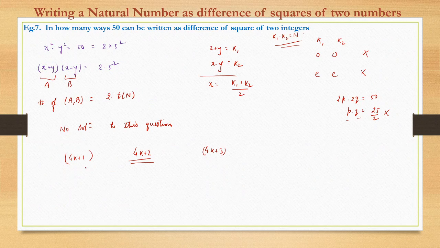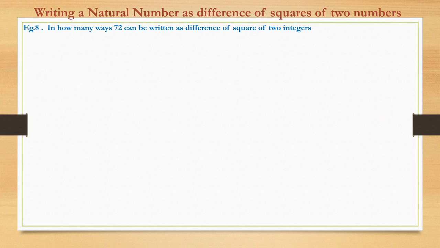So here 4k plus 1 and 4k plus 3 are odd numbers, and hence they can be expressed as a difference of squares of two integers. Now we will see the case of a number which is in the form of 4k.